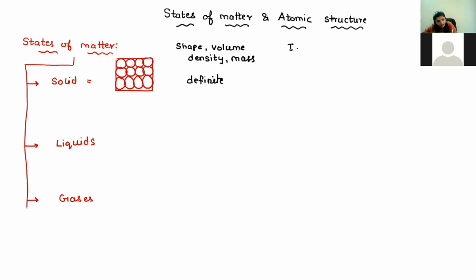So the intermolecular force of attraction is maximum. And that's why the molecules in a solid can only vibrate, they don't move, unless definitely you apply energy, but otherwise they will only vibrate.